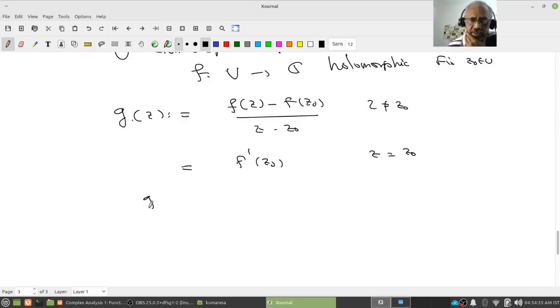Now therefore g is a function from U to C. What can you say about g? You can see g is continuous. For z not equal to z naught, that is f of z minus f of z naught over z minus z naught. f of z naught is a constant, therefore this is a continuous function. Numerator is a continuous function, denominator is a continuous function. It's not vanishing.